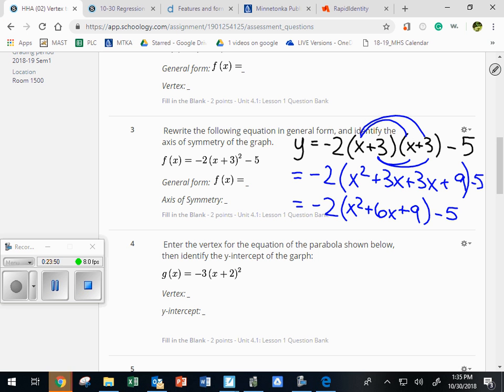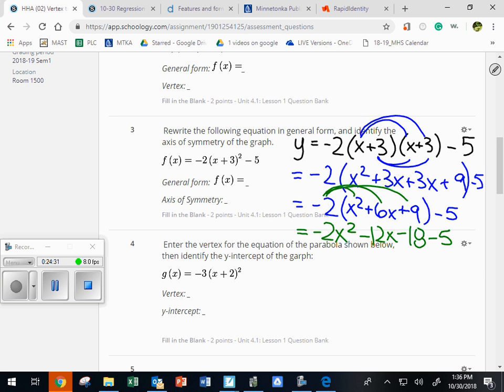All right. What is the next step? Somebody from this row right here. Give it a chance. Yes. All right, you want to distribute the negative 2. Please remember that it is a negative 2. So we will get negative 2x squared was the first one. What was the second part? Negative 12x, and then the last one? Negative 18, and then we have a minus 5.